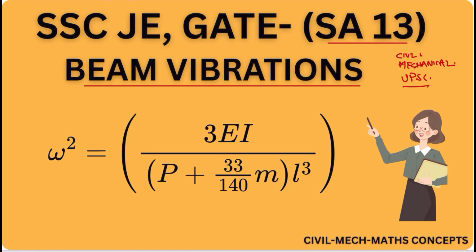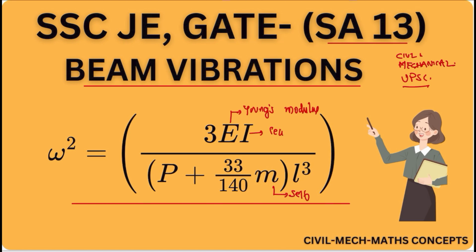Especially in this lecture, I have taken up the cantilever beam, for which the natural frequency is omega, and the equation is omega square is equal to 3 EI by (P plus 33 by 140 m) L cube, where m is the self weight of the beam, E is the Young's modulus of the material, I is the second moment of area of the cross section, and P is the applied load.